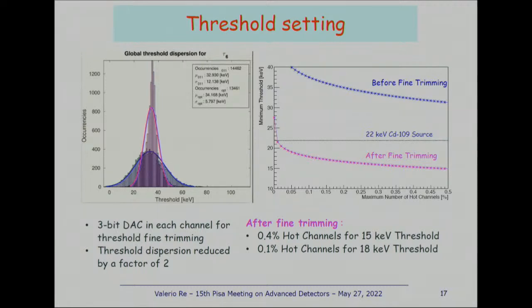And also, we have a digital to analog converter for a fine trimming of the threshold in each channel, so that we can operate with the required 20 keV threshold or even somewhat below that with just a very small percentage, well below 1%, of hot channels.